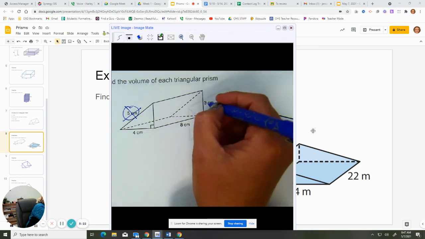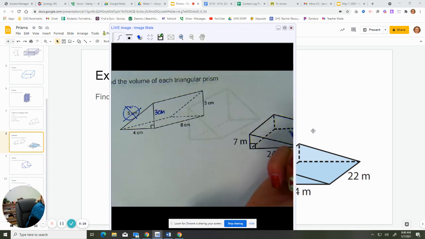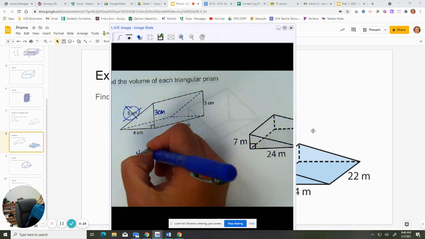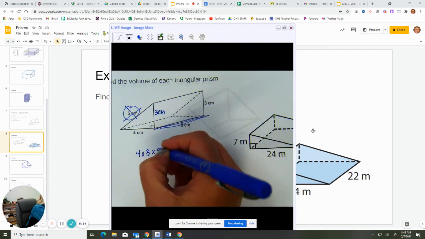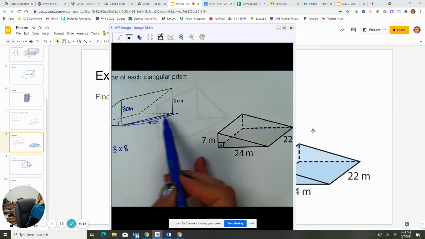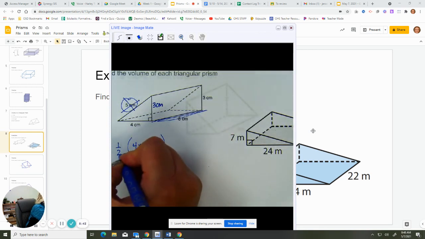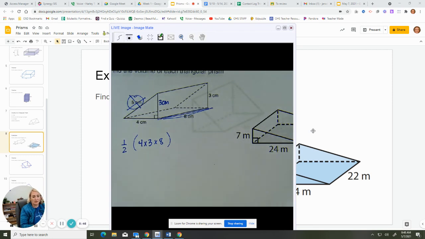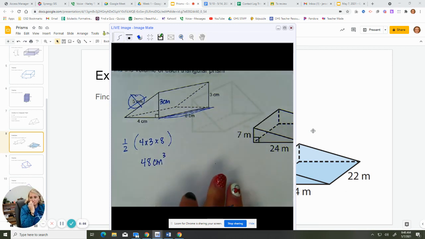And you'll notice that this 3 centimeters would be the same as this. So there is your triangle. It is a 4 by 3 triangle. The height of this, if you were to put it this way, would be that way. Otherwise, it would be a 4 by 8 and 3 high. Doesn't really matter. But no matter what, we have to take 1/2 of that to be able to find the actual volume. So when I do that, I get 48 centimeters cubed. Okay?